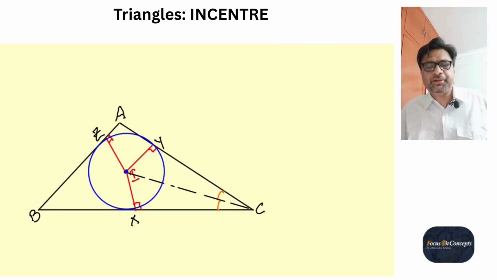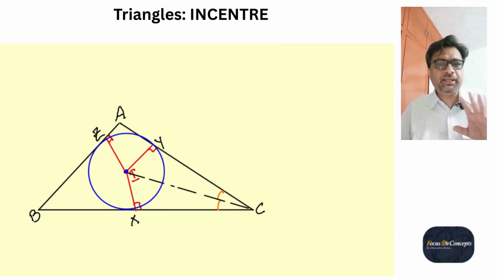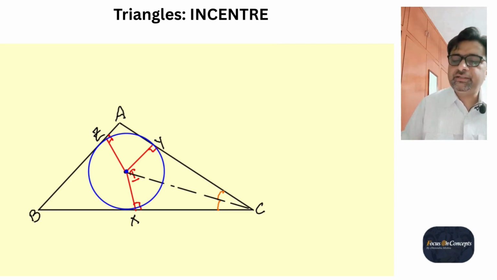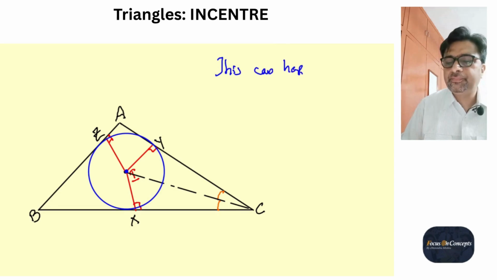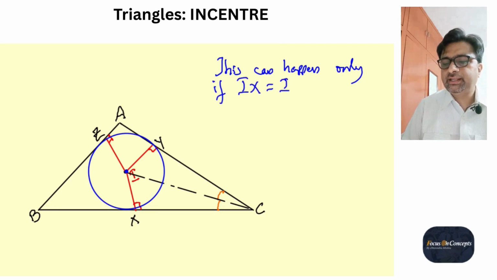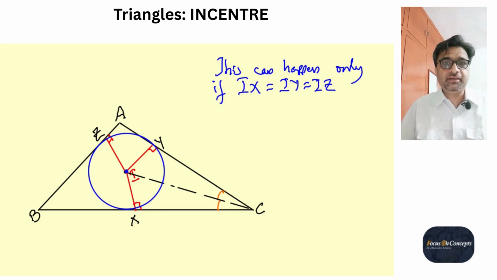Now for this to happen, how has this happened? First of all, let me write this down. This can happen only if IX is equal to IY is equal to IZ. Well, this has happened. We haven't done anything, as you have seen me doing this construction. We have done nothing to make these line segments equal, but they turn out to be equal.